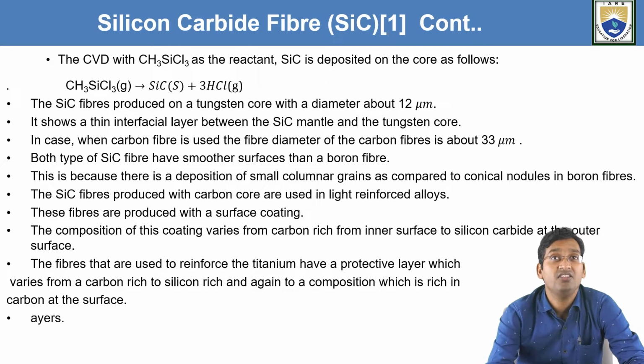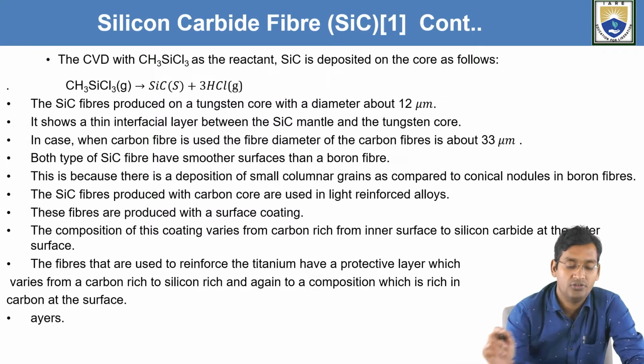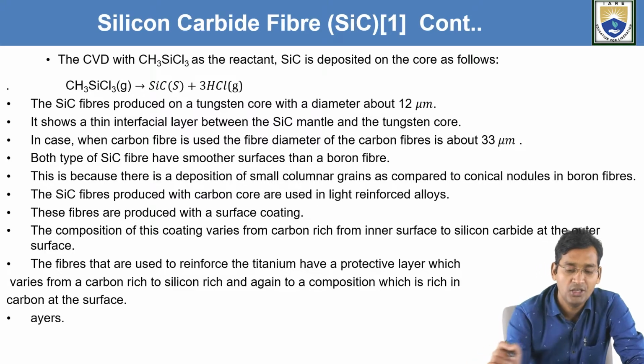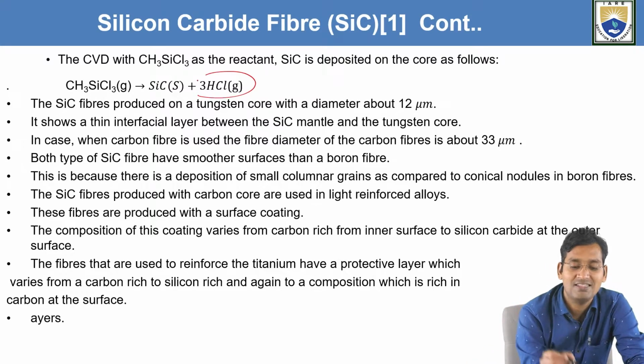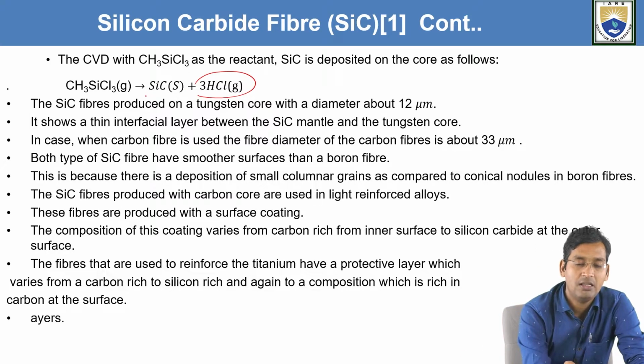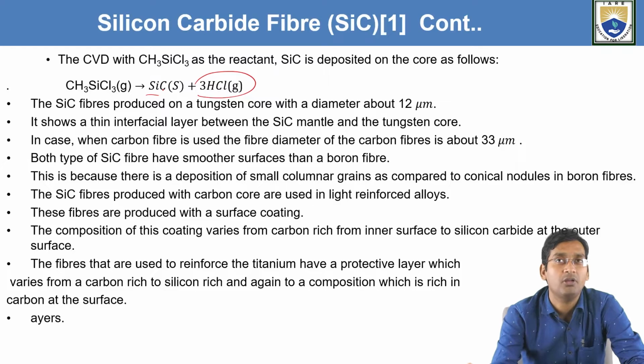In the CVD with CH3SiCl3 as the reactant, SiC is deposited on the core as follows. See here, CH3SiCl3 in gaseous form gives SiC, that is silicon carbide in solid form, plus 3HCl. So this will be the reaction. The 3HCl, that is hydrochloric acid, is in gaseous form, so that will escape. The silicon carbide, being in solid form, will be deposited on the surface of the substrate.